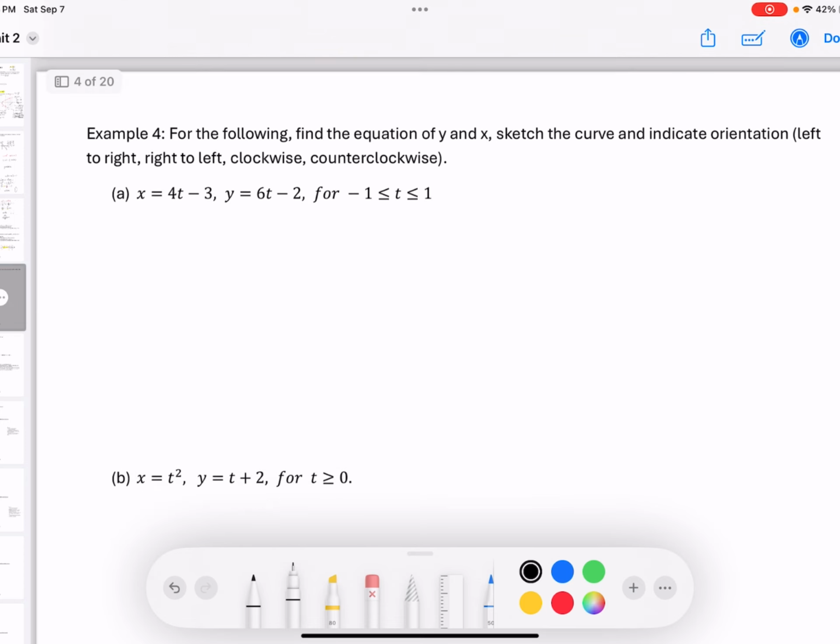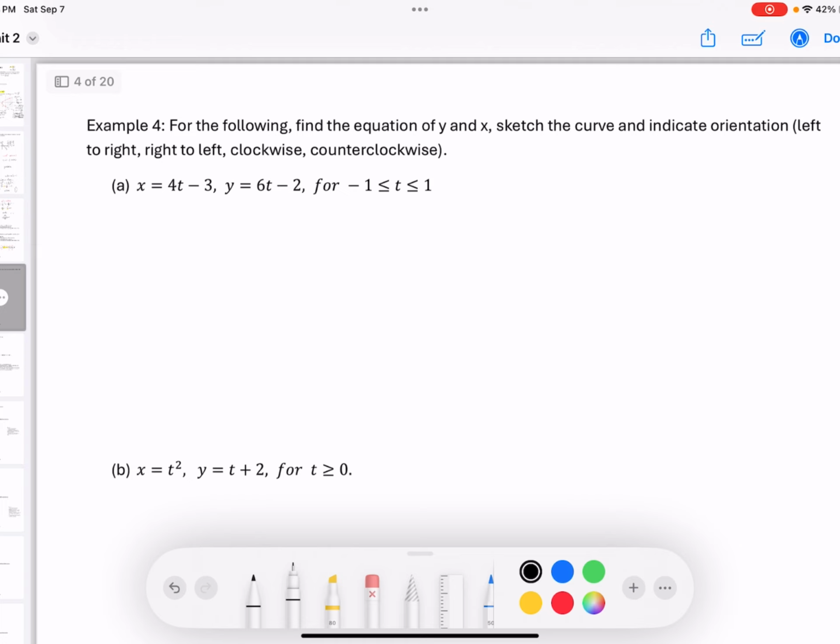So example 4: for the following, find the equation. Oh, I think in the previous part we found the graph first. Now they ask us to find the equation first, and then sketch the curve and indicate the orientation: left to right, right to left, clockwise, or counterclockwise. So let's see the first one.